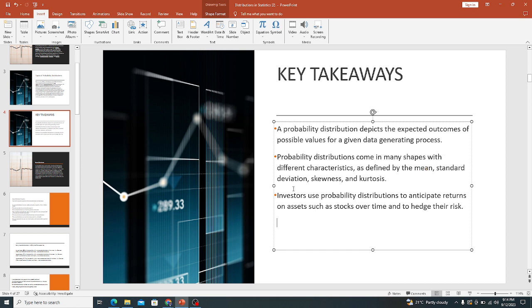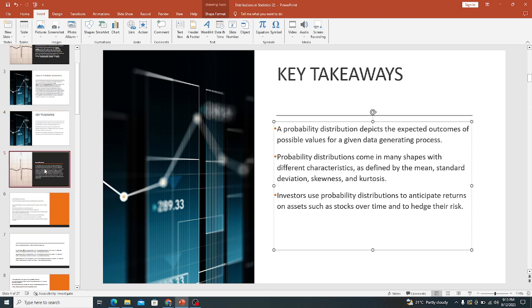Then we've said that investors mostly use probability distributions to anticipate returns on assets such as stocks over time, and to hedge their risk. For example, you can model your asset returns. You'll see how a specific asset has been performing in terms of investment return. Then you can try to model and see what the future, or how the future, will look like. Okay, all right, good.